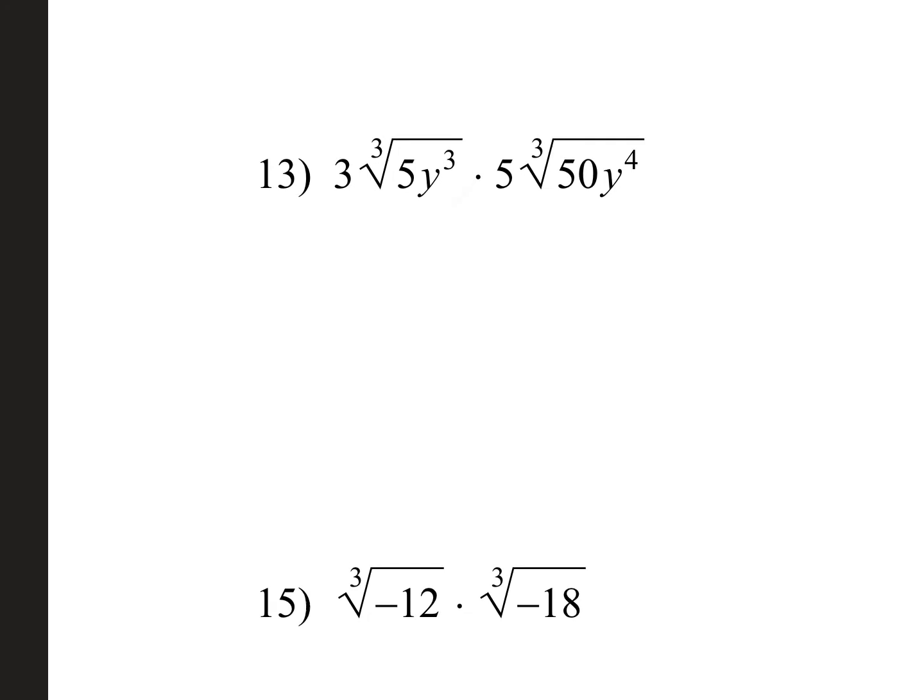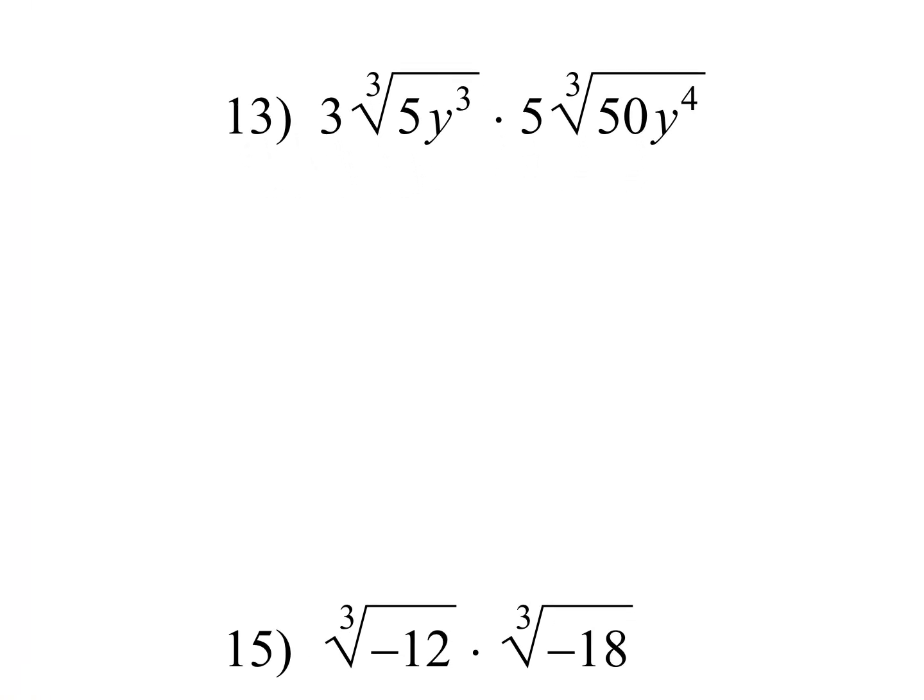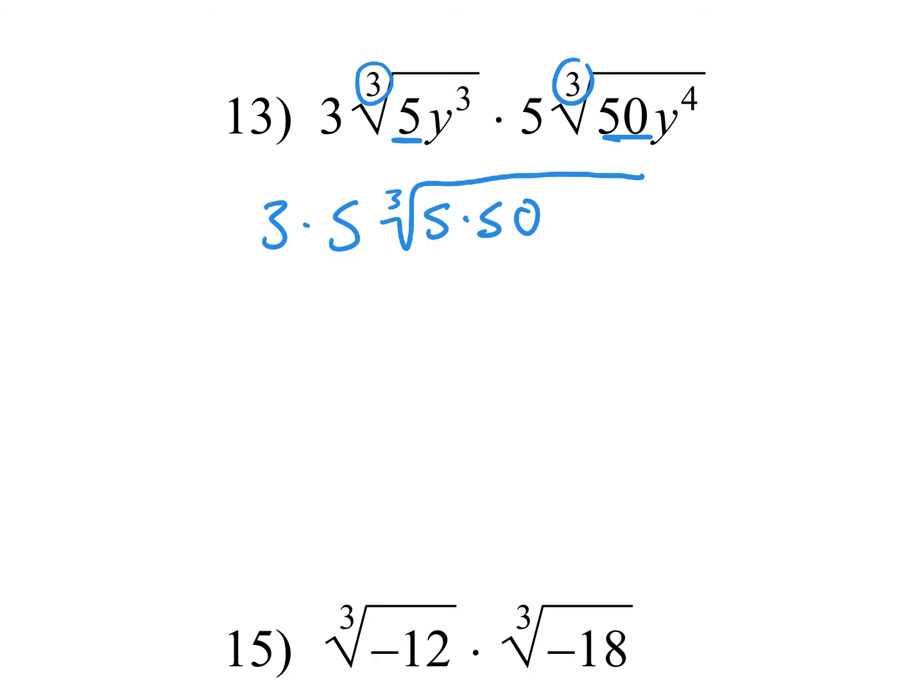Let's do number 13. Can I combine these together? Yeah, my indexes are the same, so I can combine them. So whatever's on the outside stays on the outside. So I'll have a 3 and a 5 on the outside. The indexes are different. You can't combine them if the indexes are different. So if the indexes were different, you would say can't simplify or can't combine. So then I have the cubed root of, I'm going to write all my numbers from the inside together. So I have 5 and 50. And then how many y's am I going to have on the inside? 7. 1, 2, 3 from the first radical and 4 from the second.